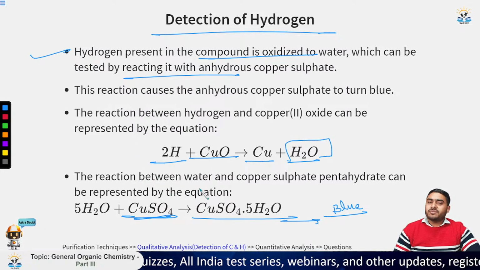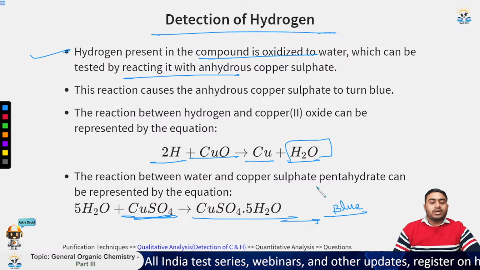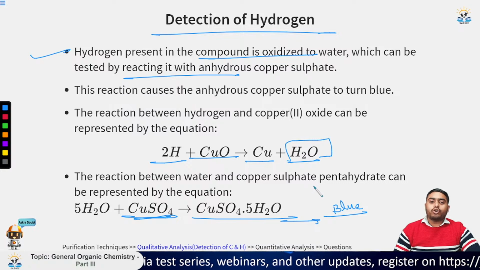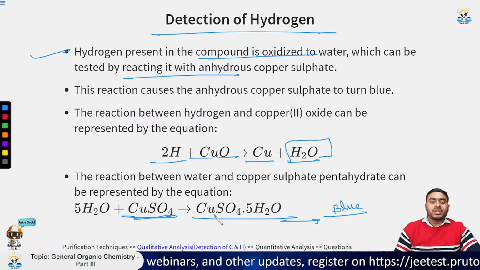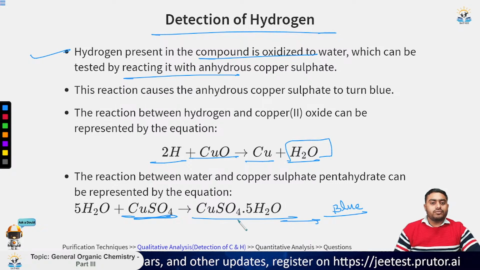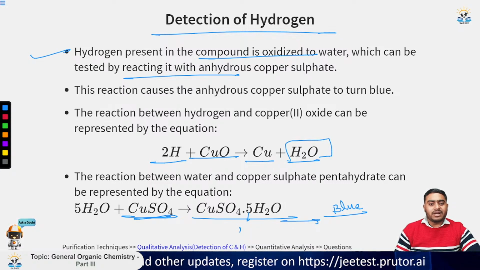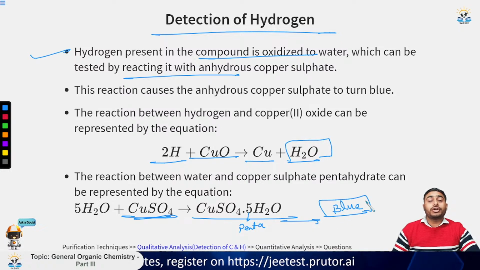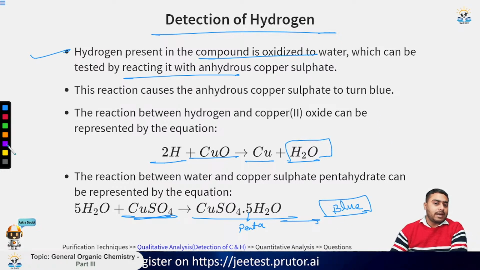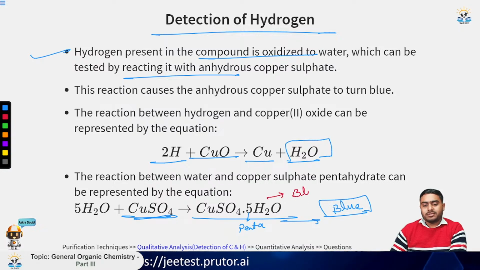You can see the reaction between water and copper sulfate also. Water and copper sulfate will give copper sulfate pentahydrate. CuSO4 plus 5H2O gives CuSO4.5H2O, which is copper sulfate pentahydrate. Penta is used for the 5, and this is water of crystallization. This is also named blue vitriol because it is blue in color. I am writing blue vitriol also. Copper sulfate pentahydrate is also named blue vitriol. This is important, blue vitriol.